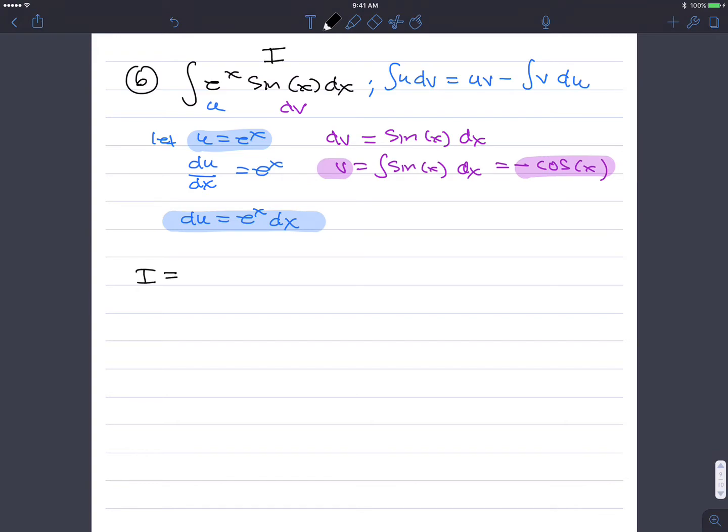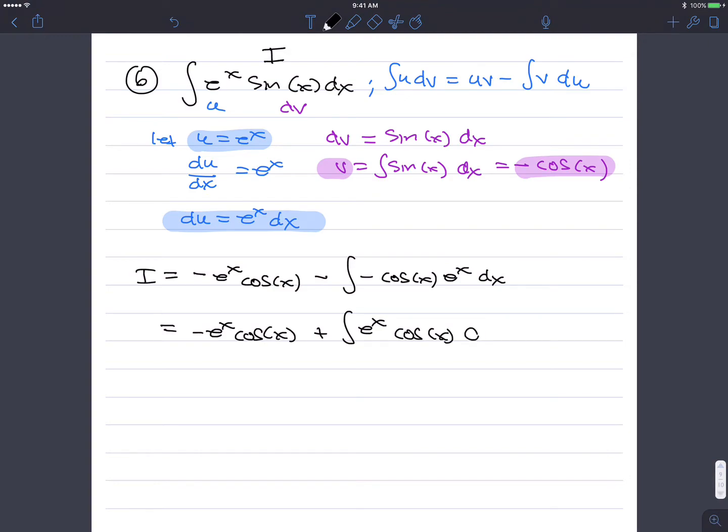This integral I becomes uv, so it's going to be negative e to the x cosine x, minus the integral of minus cosine x times du, which is e to the x dx. So this I integral is minus e to the x cosine x plus the integral of e to the x cosine x dx. Okay. Like the example in class, we're going to apply integration by parts again. So I'm going to say here, use IBP again, integration by parts, where my u is e to the x, which gives you du being e to the x dx. And this time my dv is going to be cosine x dx.